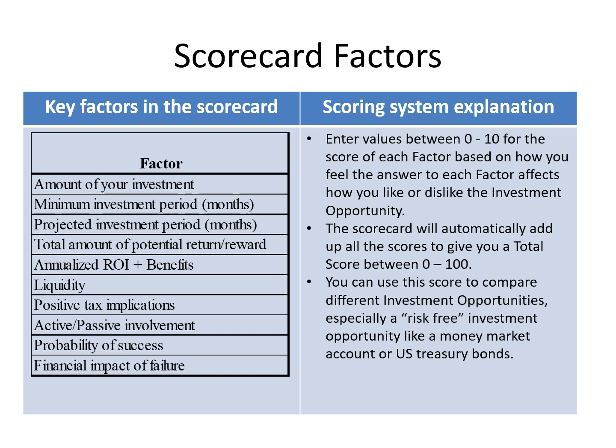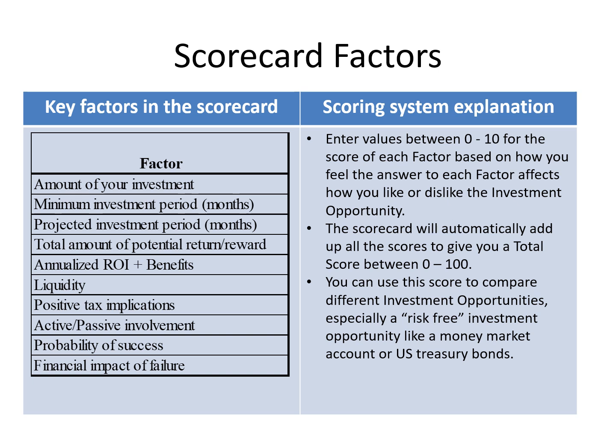Or if you're investing in bonds or in money market, where there's really no way to lose your money, then the financial impact of failure would be zero. And so you're going to enter values of 0 to 10 for the score of each factor based on how you feel the answer to each factor affects how you like or dislike the investment opportunity. This is geared toward you. Each person is going to have a different risk tolerance. Each person is going to have different feelings about the investment opportunities and the risks associated.